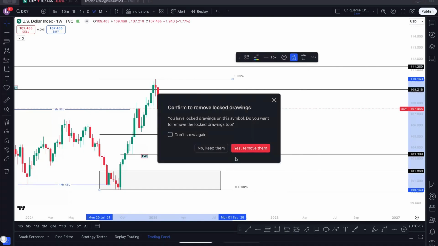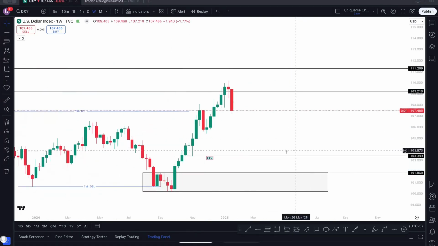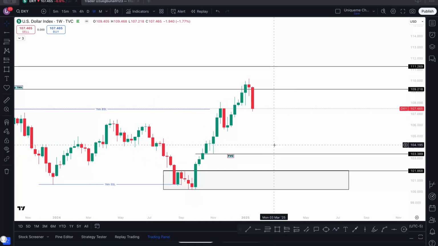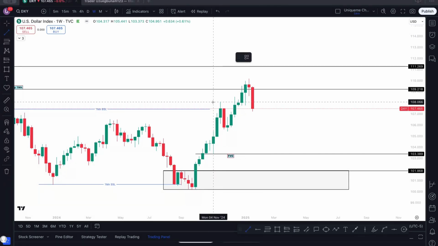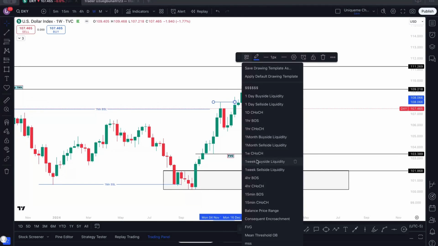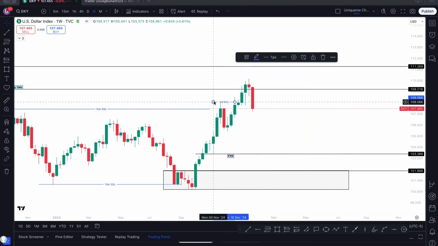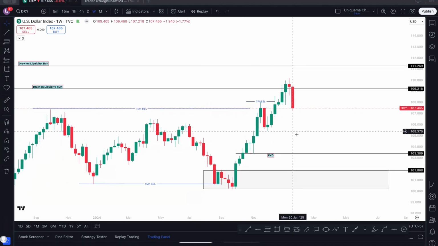I will delete this Fibonacci from the chart. Now don't forget that price is coming for a draw on liquidity on 1 month. But on the other hand, I'm also going to wait. As long as there's no change of character in 1 week for me to go down to the 1 month draw on liquidity, I am still bullish, right? From the 1 week time frame, I will take my buy side liquidity on the 1 week time frame. My buy side liquidity on the 1 week time frame.